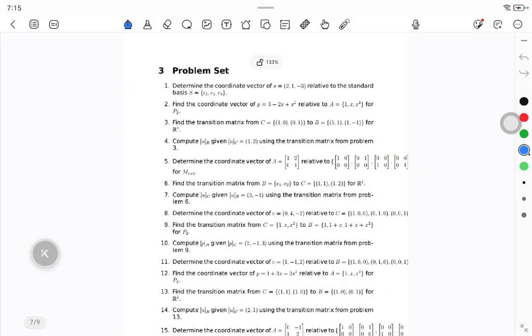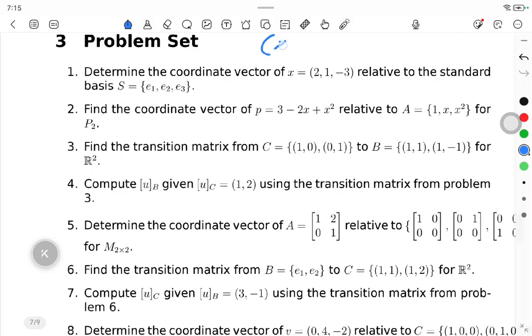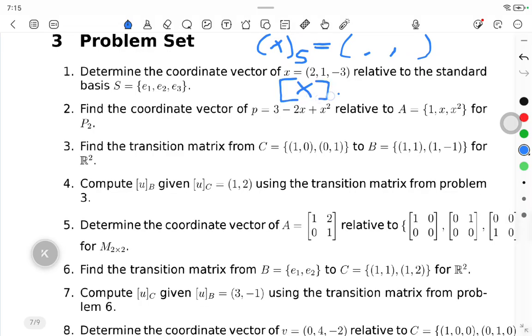They say we should determine a coordinate vector of x, meaning they want us to find x relative to the standard basis S. They don't want us to find the coordinate matrix, they want the coordinate vector. So we are going to represent x as a linear combination of these three. Let's go and do that.